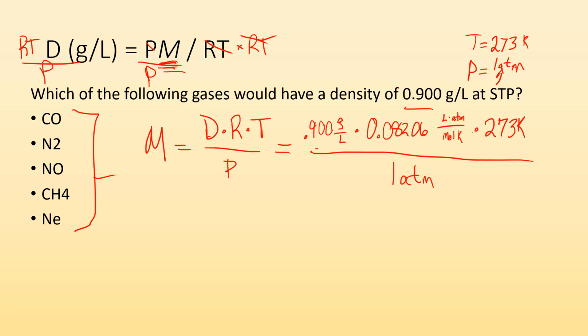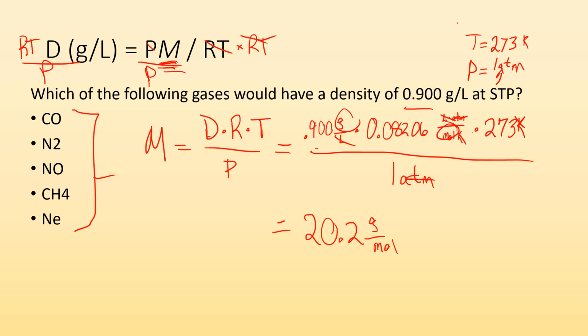So I just check my units. Atmospheres cancels out. Kelvin cancels out. Let's see, liters cancel out. And I'm left with just grams over moles, which is my molar mass. Awesome. So now I just plug and chug, and I get roughly 20.2 grams per mole.